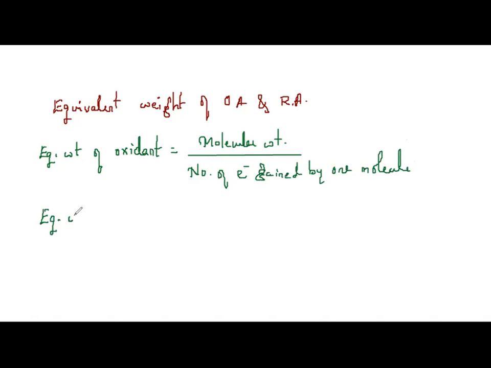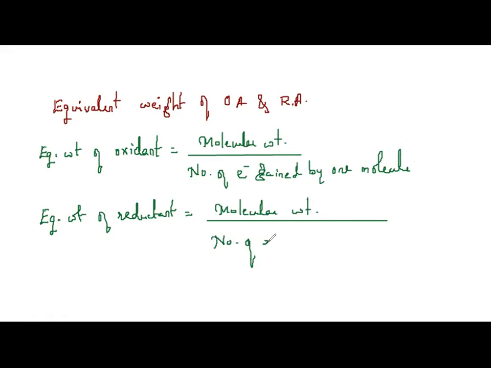Similarly, equivalent weight of reductant is equal to, again, molecular weight of that reductant divided by number of electrons. What does a reductant do? It loses. So the number of electrons lost by one molecule.